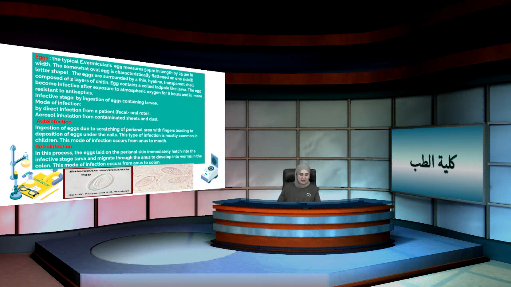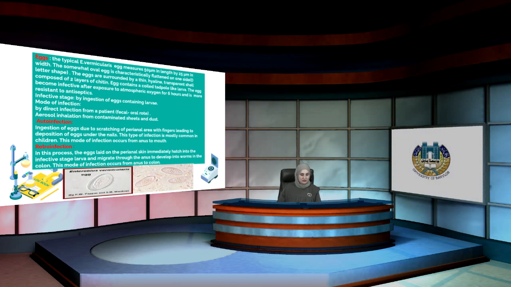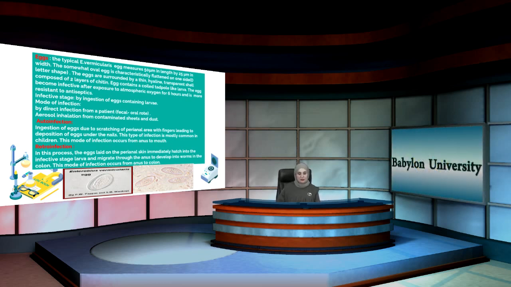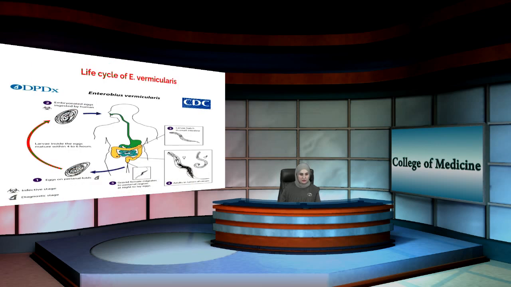So there is another type of auto-infection called retroinfection. In this process, the eggs laid on the perianal skin immediately hatch into the infective stage larvae and migrate through the anus to develop into adult worms in the colon. This mode of infection occurs from anus to colon.